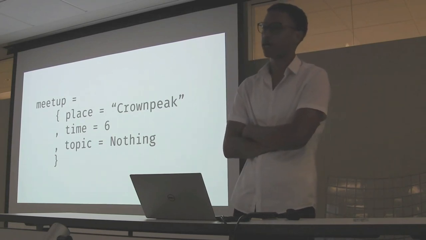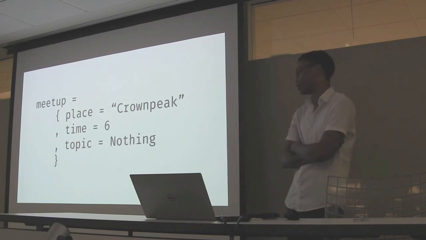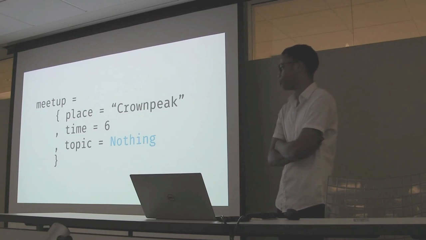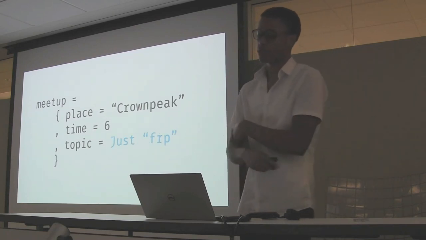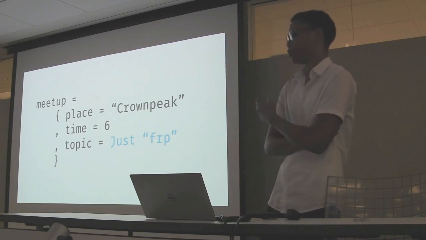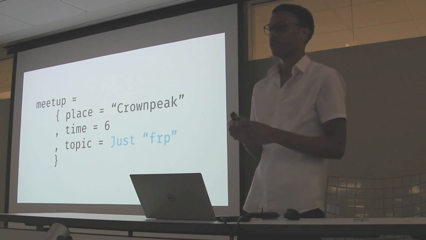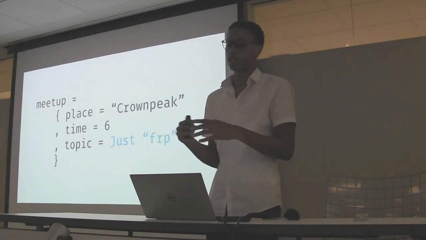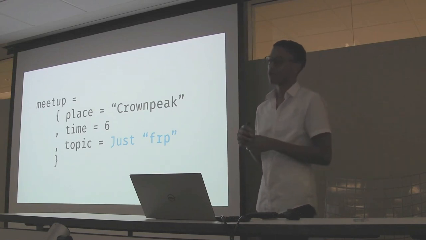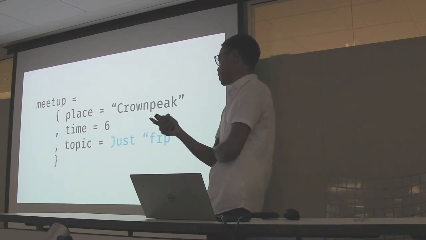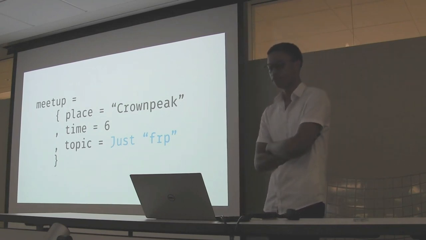And a maybe is how we define optionality in Elm. So meetup.topic could be nothing, or it could be something. There could be something inside of that type. So the type is a maybe, but there are two constructors for that type, and those constructors are nothing, which takes no parameters, because it's kind of how we define null. Elm doesn't have the concept of null or undefined. Everything is baked into the type system, so it's either going to be nothing, or you do just, and then the parameter is whatever value you're going to wrap up.